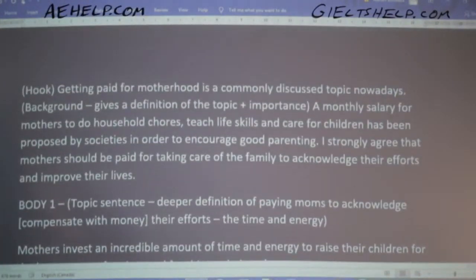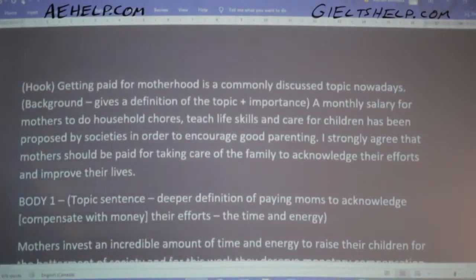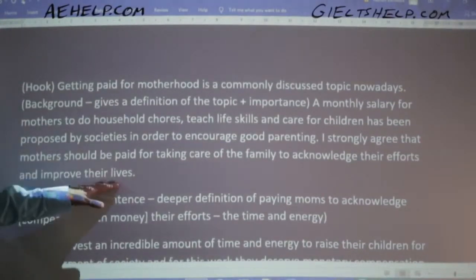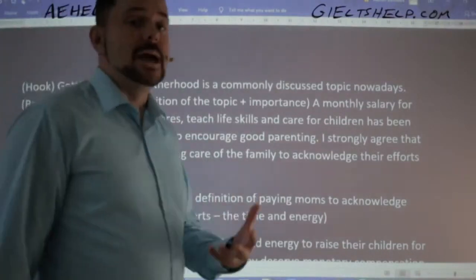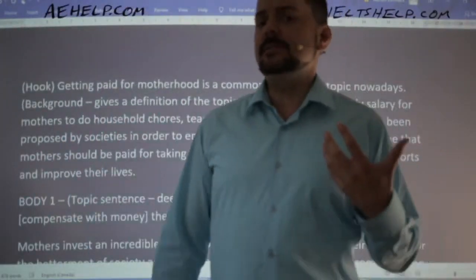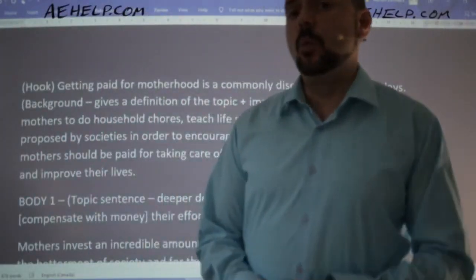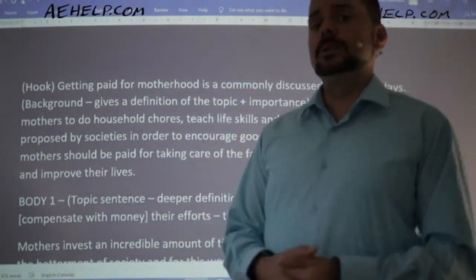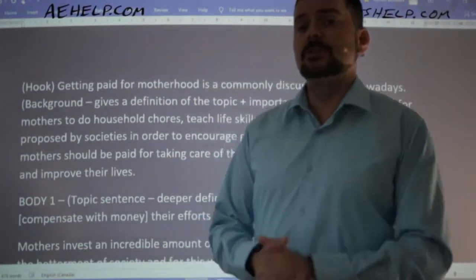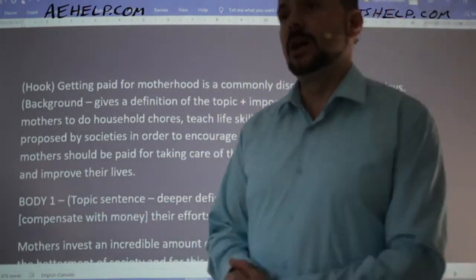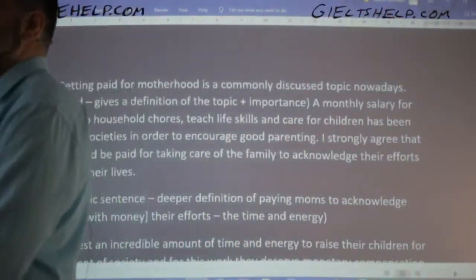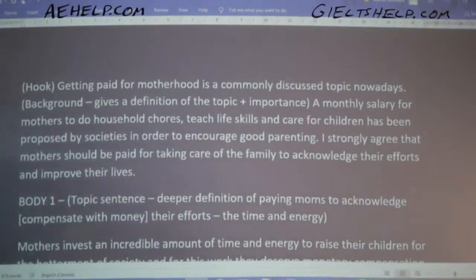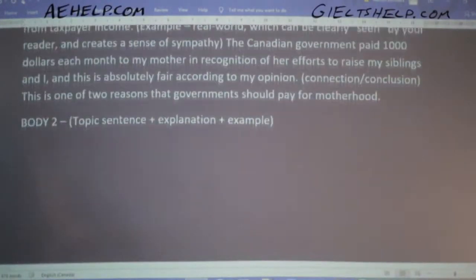So let me just quickly review my thesis point 2. So improve their lives, okay? So to have better life quality. Let's give a definition for that. So what does it mean to have better life quality? What does it mean that governments should pay mothers to improve their overall life quality? Okay. All right, so let's get into that one.